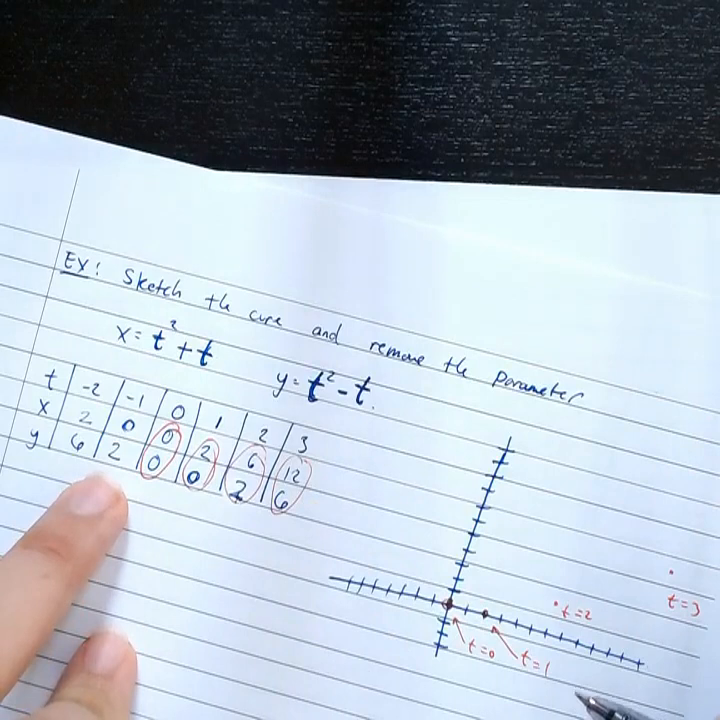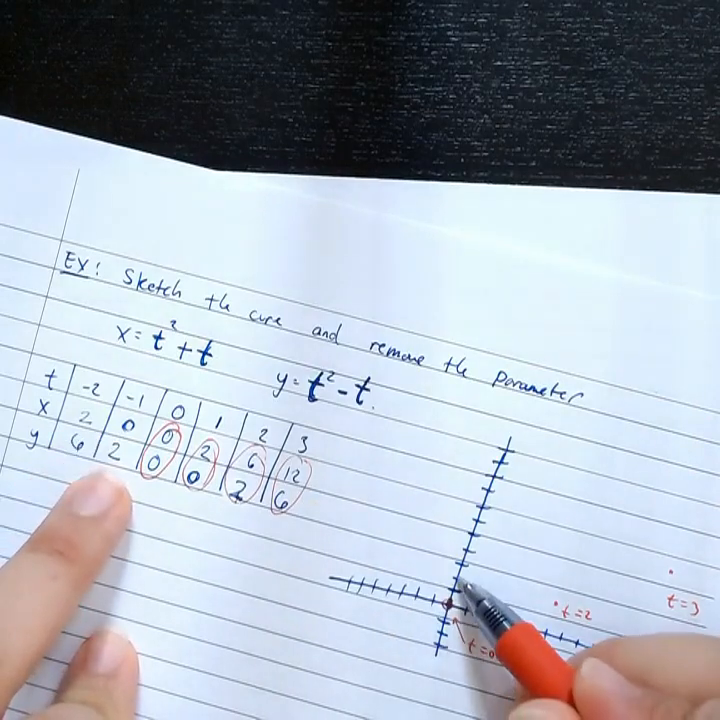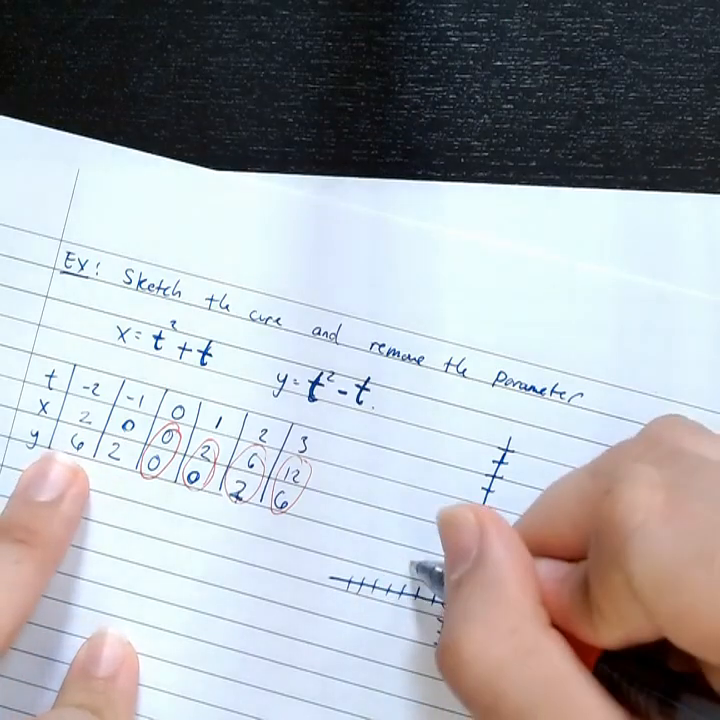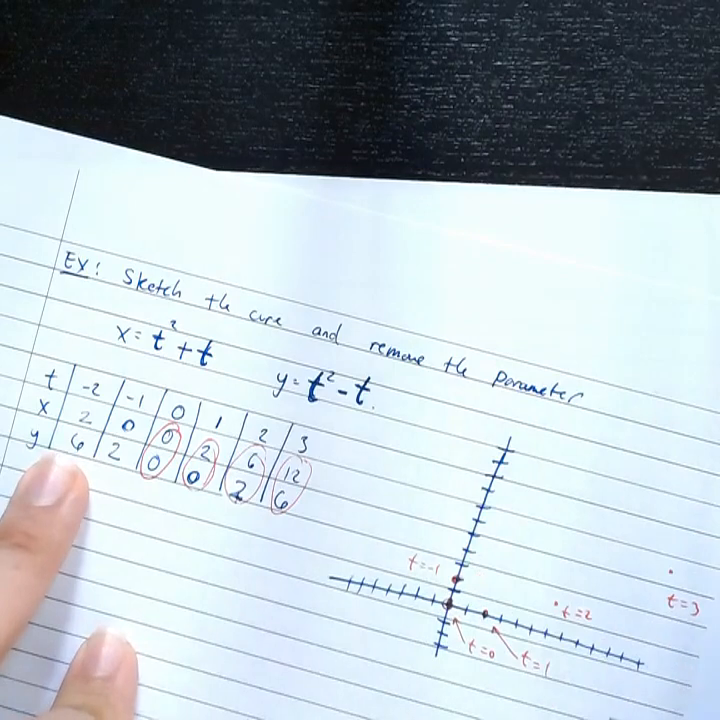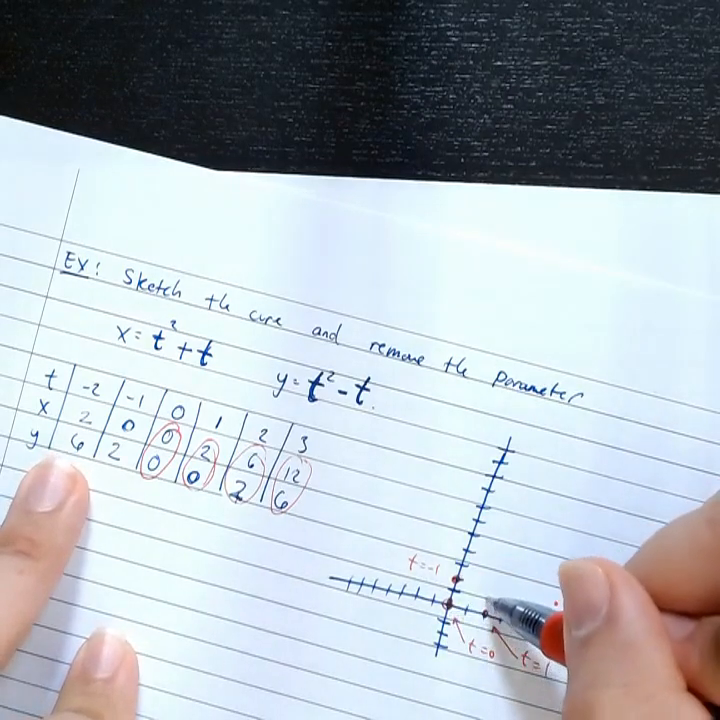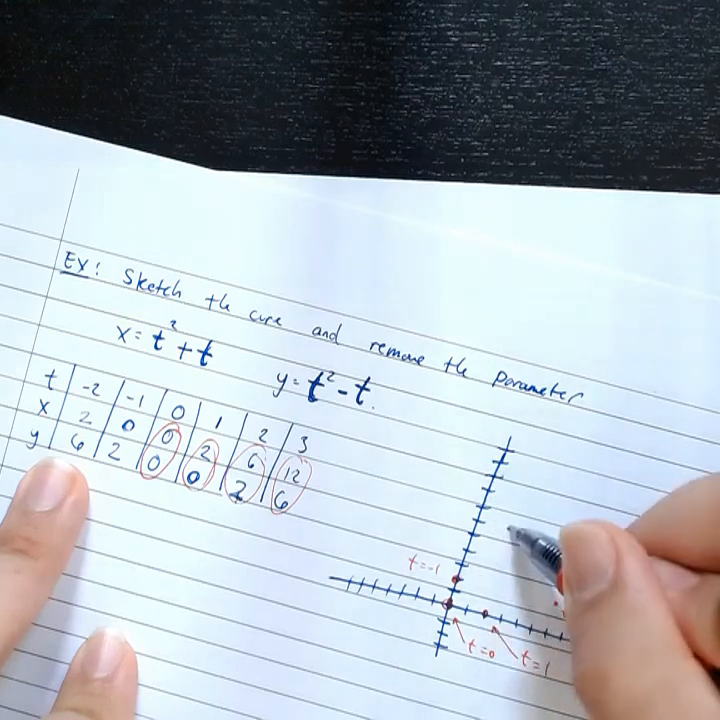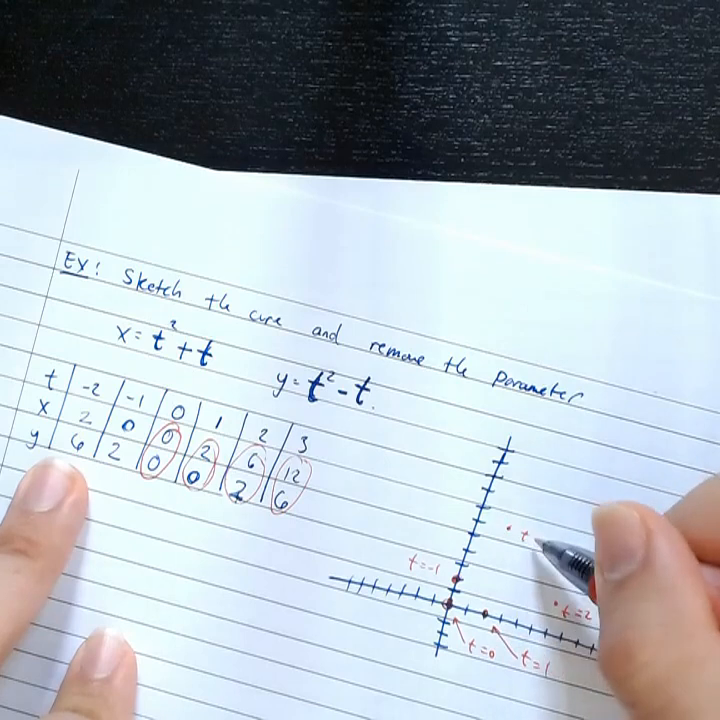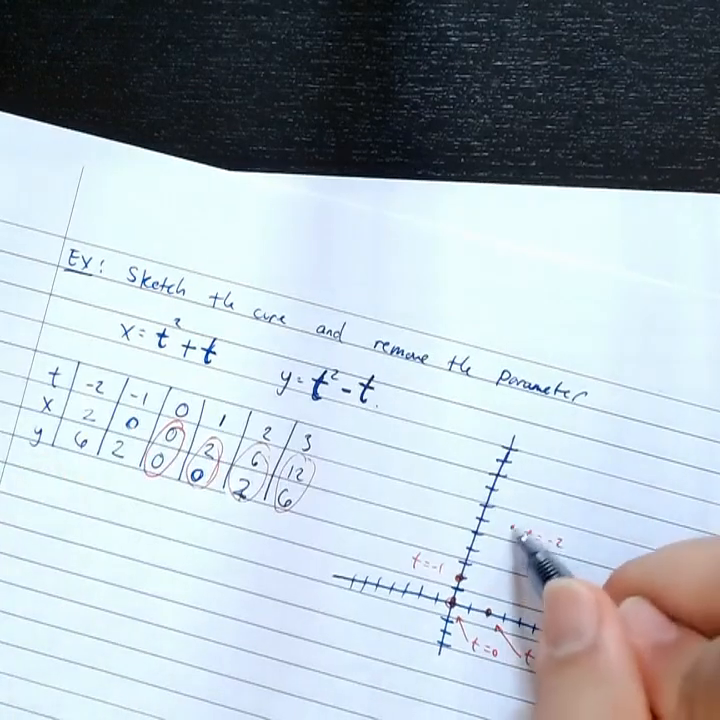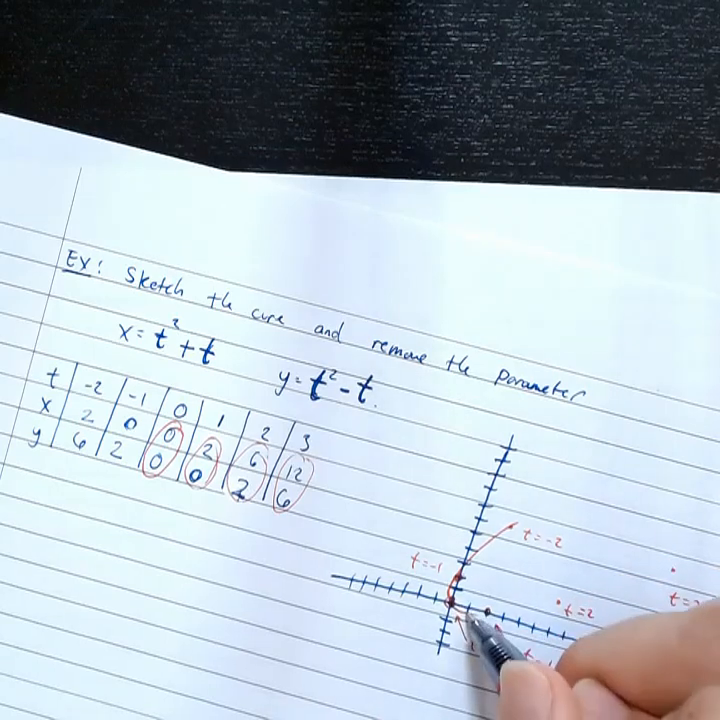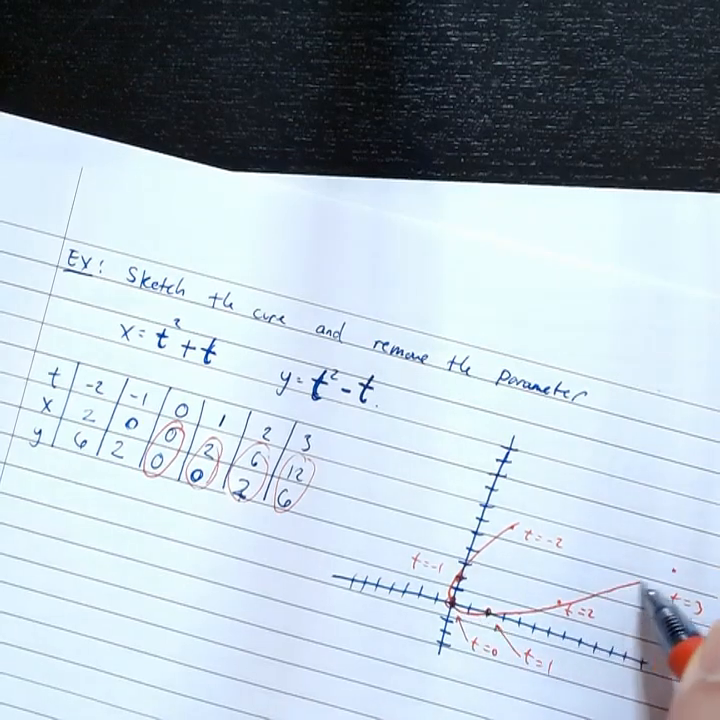If t is equal to negative 1, so now we're going back in time, we're at the point 0, 2. And then when t is equal to negative 2, we have 2, 6. So 2 to the right, up 6. And that's t is equal to negative 2. So here we have a curve that's going this way. Something like that.